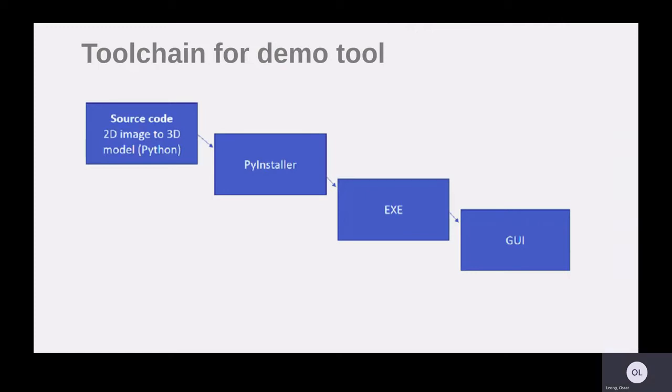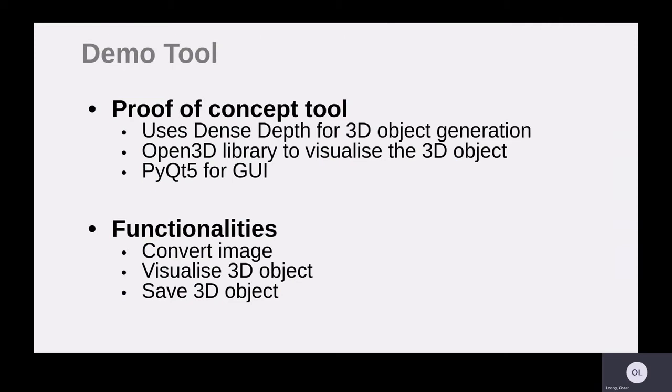Our demo tool is a GUI written in PyQt5. It implements one of the solutions for its 3D object generation. The demo tool takes in a 2D image and will output a 3D model. The generated 3D model can then be visualized using Open3D and can be saved in the user's desired directory.